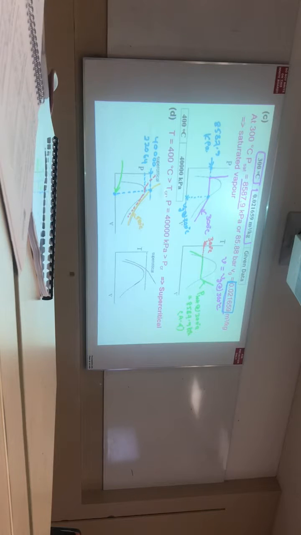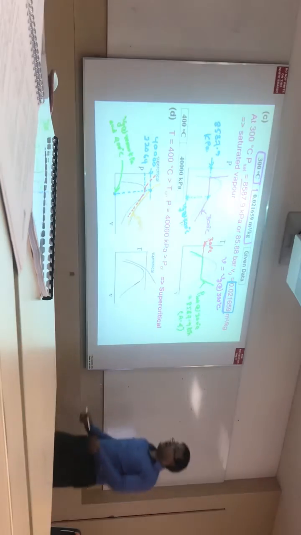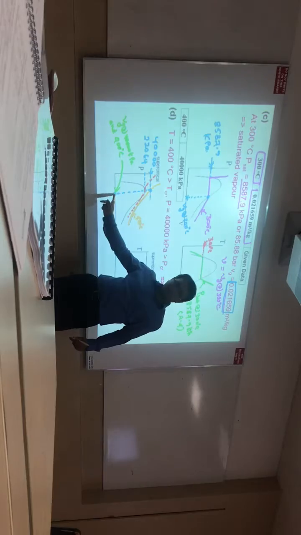This indicates Vg with respect to 40,000 kilopascal and 400 degrees Celsius. Then I go to table A6 in order to find this point.